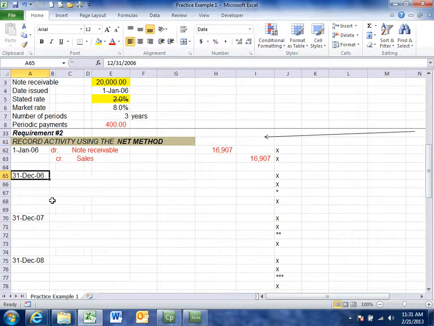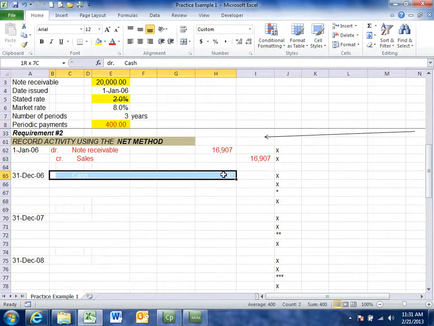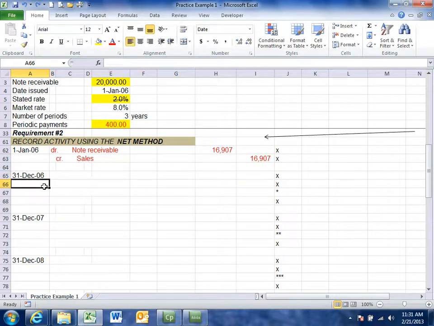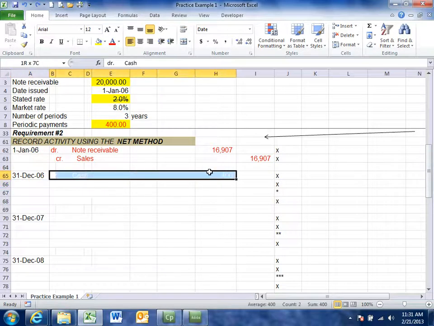When we receive our first payment on December 31st, we're going to go through the same steps we did in the gross method. The first thing I'm going to do is record the cash I received. Every year, no matter what, the customer is going to have to pay us $400. So I'm going to get that in my journal entry right away. I'm going to debit cash for $400. The second thing I'm going to do is recognize my interest revenue. If you remember from the gross method example, interest revenue is a function of the net book value of the note receivable times the market interest rate.